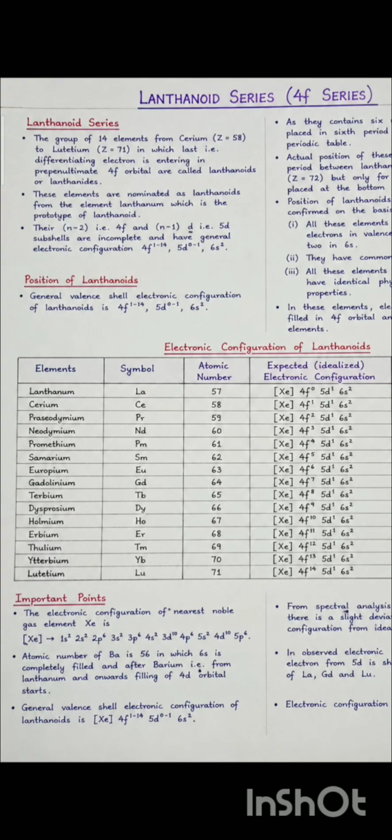Their (n-2) f, that is 4f, and (n-1) d, that is 5d, subshells are incompletely filled with electrons. The general valence shell electronic configuration of lanthanoids is 4f 1 to 14, 5d 0 to 1, and 6s2.